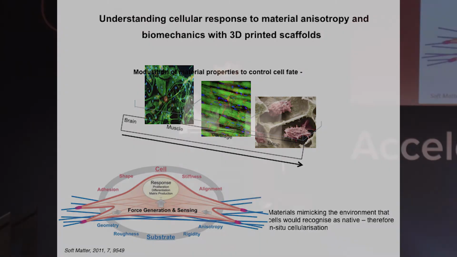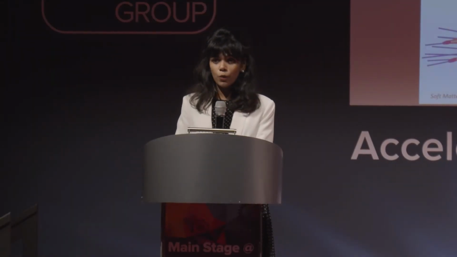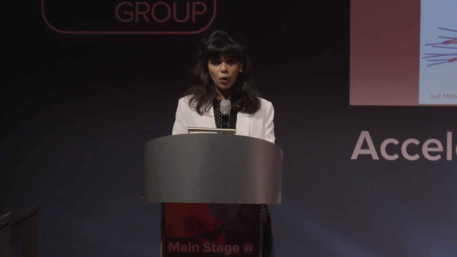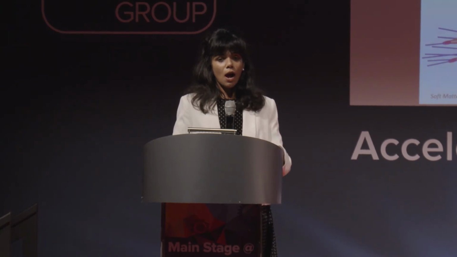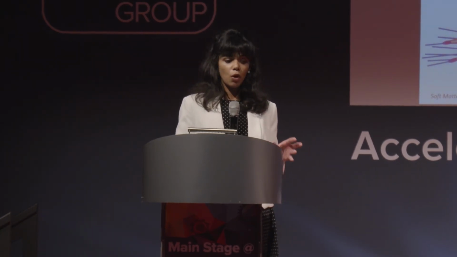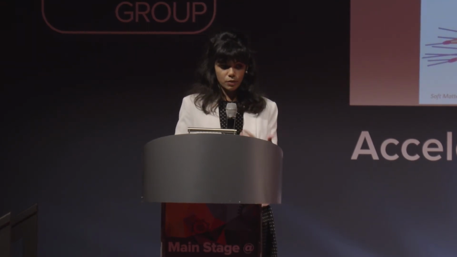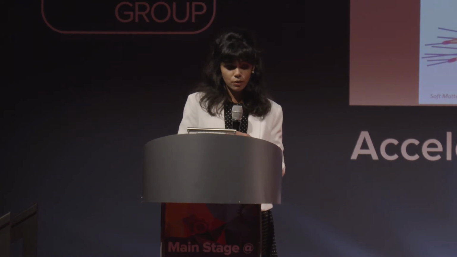And this is important because tomorrow if you were to design a structure and you want a particular cell type to respond in a certain way, understanding the cell behavior on a given structure is very important so that we can create a structure where we can predict the outcome. And we've observed this time and time again, a really small change can make a significant difference in the cell behavior.